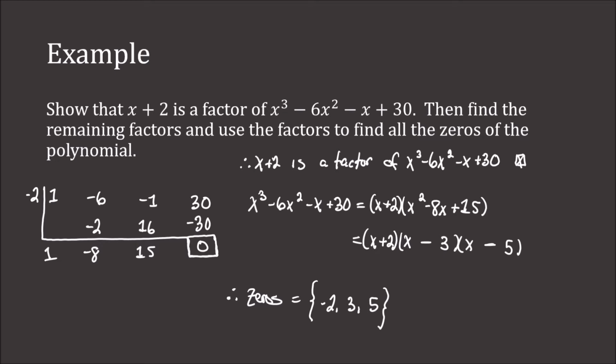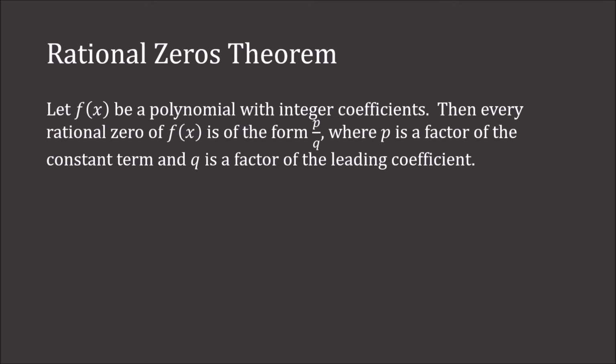So now we look at the rational zeros theorem, and this will tell us how we can determine all the possible rational zeros of a polynomial just by looking at it. So we let f of x be a polynomial with integer coefficients. Then every rational zero of f of x is of the form p over q, where p is a factor of the constant term and q is a factor of the leading coefficient. So we will again now see this in action.